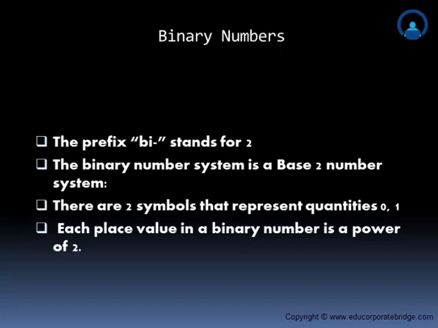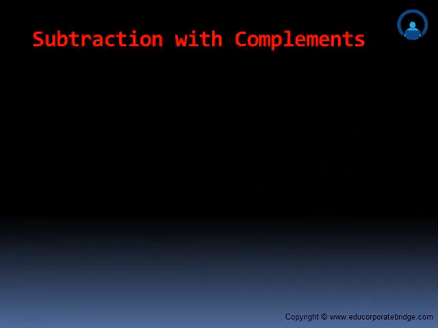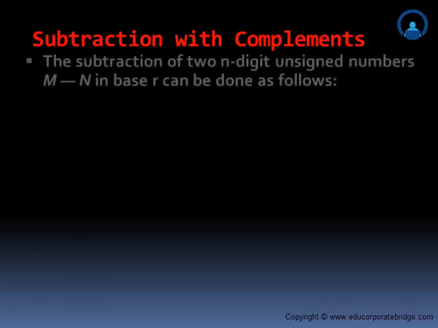Now, let's study the procedure for subtraction with complements. As we have studied, subtraction is done only by finding the complement of the number which is to be subtracted, and then adding that complement to the main number from which the subtraction is to be done.